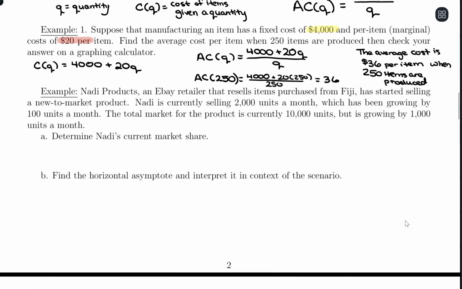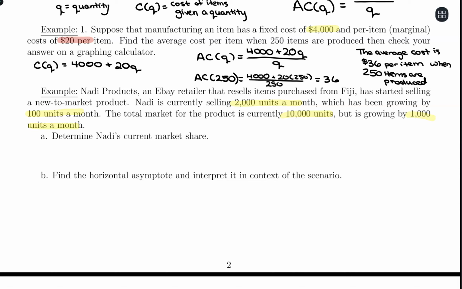Okay, so let's bring those ideas to this scenario. So we have Naughty Products, an eBay retailer that resells items purchased from Fiji, has started a new-to-market product. So Naughty is currently selling 2,000 units a month. Let's just highlight that. 2,000 units a month, which has been growing by 100 units a month. The total market for the product is currently 10,000 units, but is growing by 1,000 units a month.